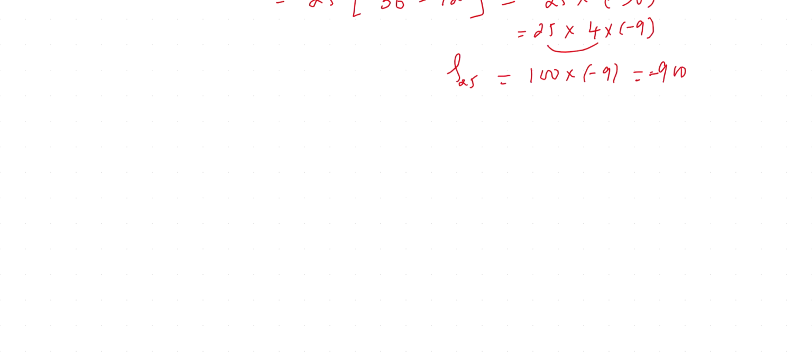So in an equilateral triangle, the orthocenter is the same as the centroid, the same as the circumcenter, and the same as the incenter. All 4 points will be the same. In other triangles, it will not be so.